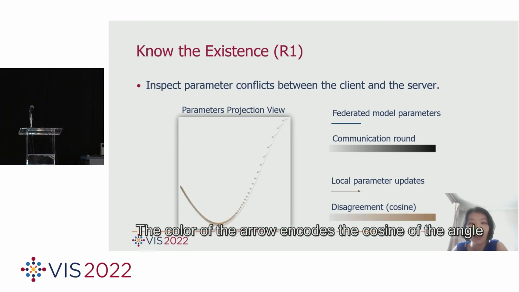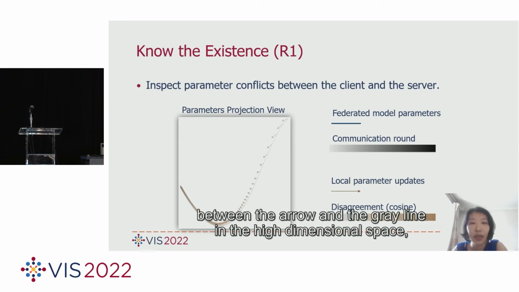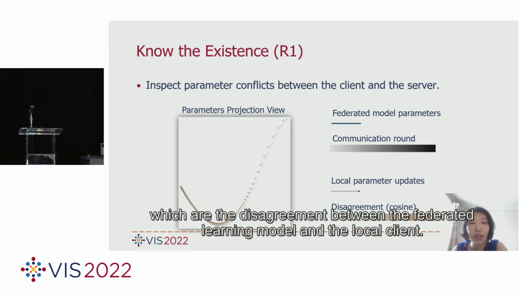The color of the arrow encodes the cosine of the angle between the arrow and the green line in the high-dimensional space, which are the disagreements between the federated learning model and the local client.